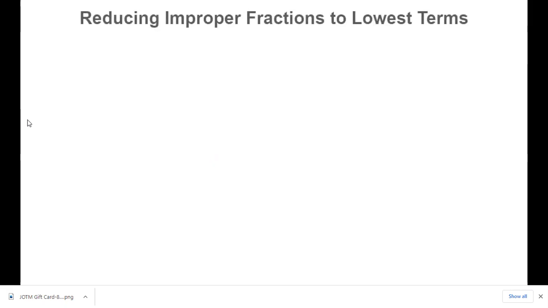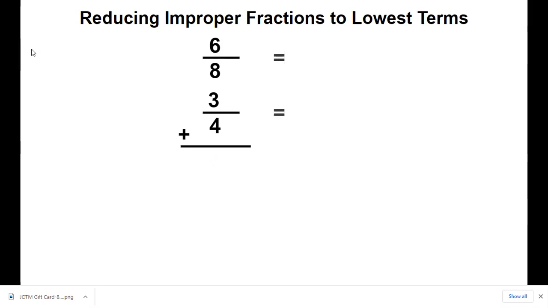Okay, welcome back. Let's continue adding steps. So now we're going to have to reduce our improper fractions to lowest terms. So now we're going to add 6/8 plus 3/4. Again, the bottom numbers are different, so we have to make sure that we get the same bottom number. So how do we do that?